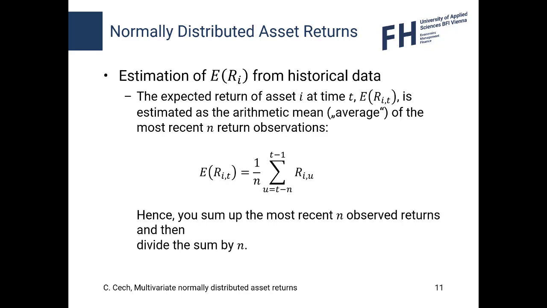The estimation of the expected return from historical data is quite easy. So what you do is you look at the most recent N return observations. I used 36 return observations, and then simply take the arithmetic mean, that is the average of these returns. So what you do is you sum up the most recent N return observations and then divide by N.